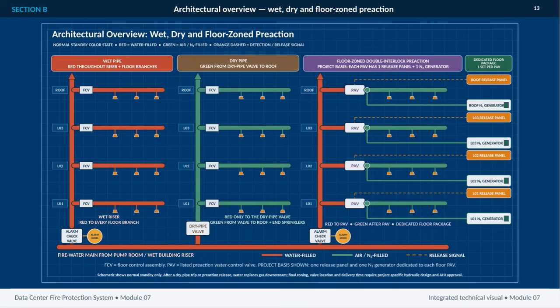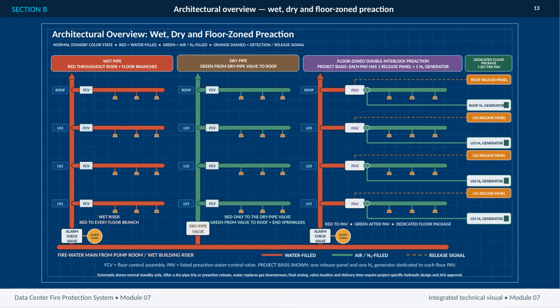The color key is important. Red means water-filled, green means air or nitrogen-filled, and orange dashed lines represent a detection or release signal. The wet pipe arrangement keeps the riser and every floor branch water-filled, with a floor control assembly at each level. The dry pipe arrangement uses red water only up to the dry pipe valve. From that valve upward to the roof and end sprinklers, the piping is green and filled with air or nitrogen. Both arrangements include alarm check equipment and an alarm gong.